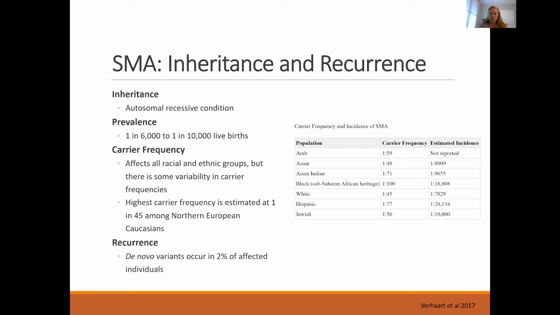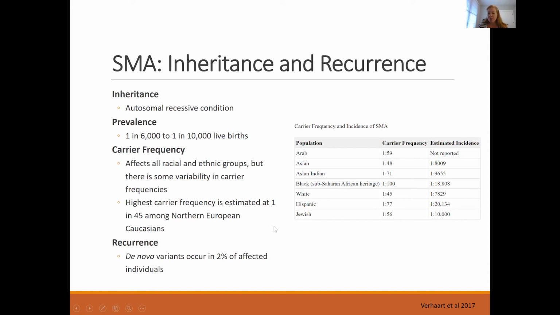But this chart here to the right shows individuals, race or ethnicity, and then the likelihood of them to be a carrier of this disorder. And about 2% of people who are affected will have one parent who is a carrier, and then the second change in chromosome 5 will occur de novo, or new.